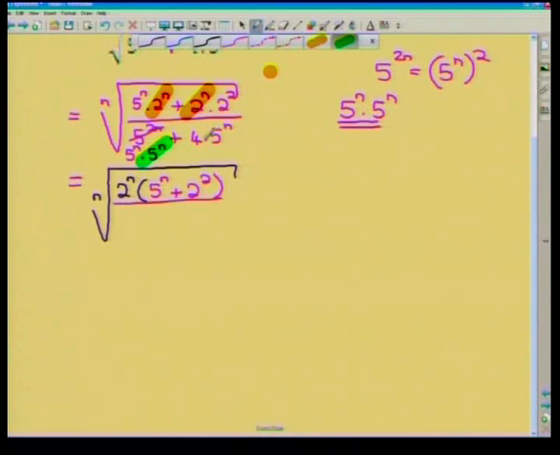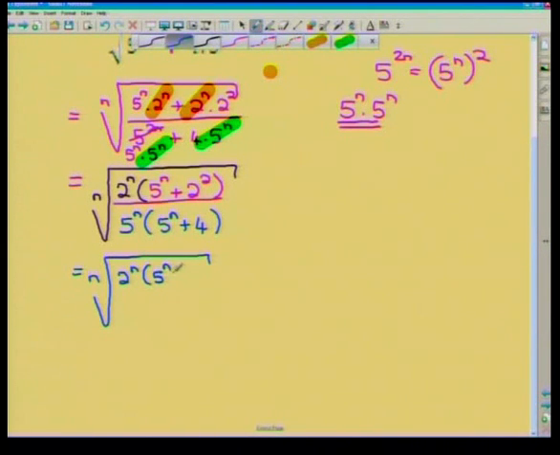At the bottom, I have a 5 to the n as a common factor. So let's take that out. 5 to the n. What's left? I'm left with a 5 to the n plus 4. Now, what do we know about 2 squared? Well, hopefully we know that 2 squared is actually 4. So we can write this like this.